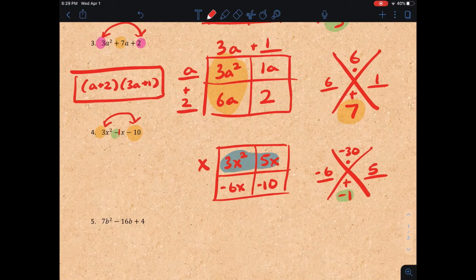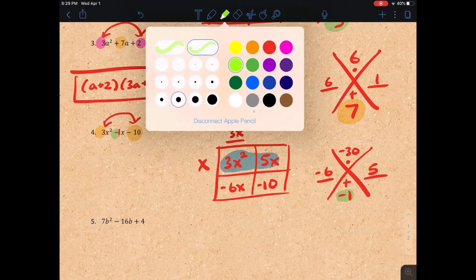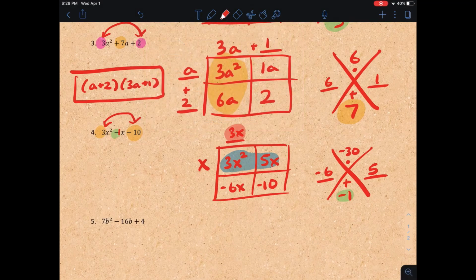And then from there, we're going to complete the times table. X times what gives me 3x squared? 3x. By the way, if you look at this 3x right here, isn't this 3x the greatest common factor of this column? If you look at 3x squared and negative 6x, isn't 3x your GCF? So that's why it doesn't matter which row or column you pick. As long as you do it carefully, you'll get the right answer in the end.